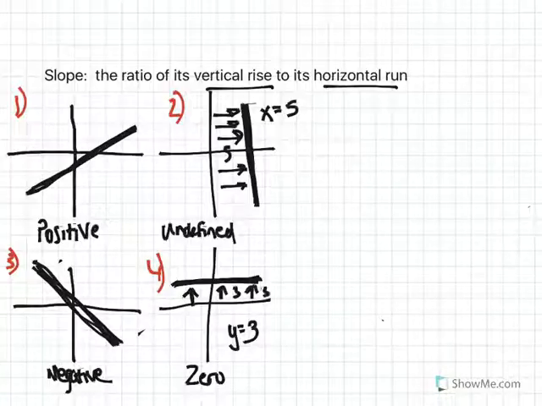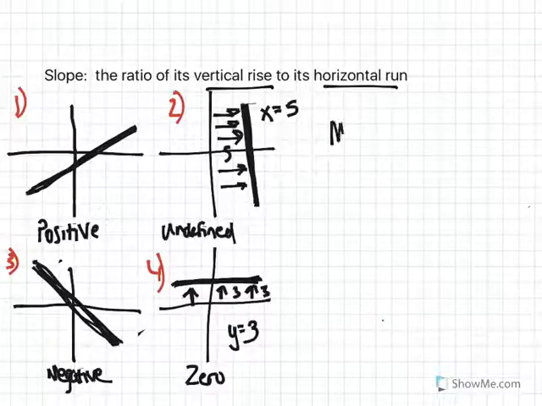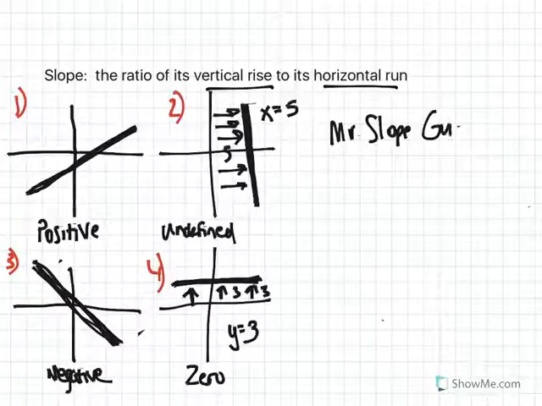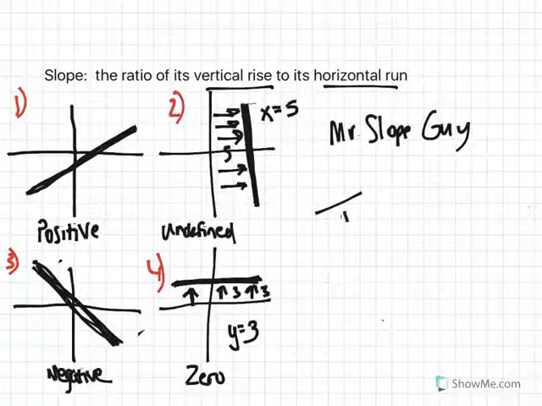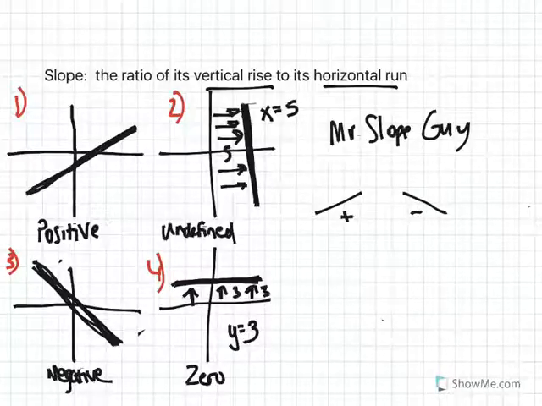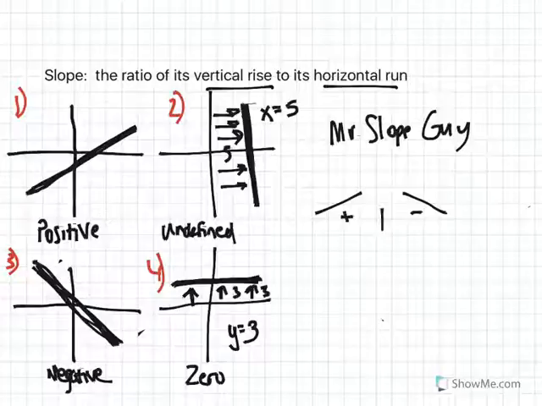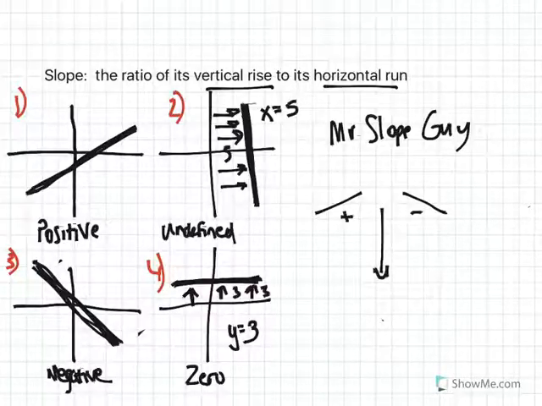It's never changing. So a great way to remember this is called Mr. Slope Guy. I know it sounds kind of silly, but it'll help you remember every single time. Just remember Mr. Slope Guy. He has a positive slope for one eye. He has a negative slope for the other eye. For his nose, he has an undefined slope of a line.